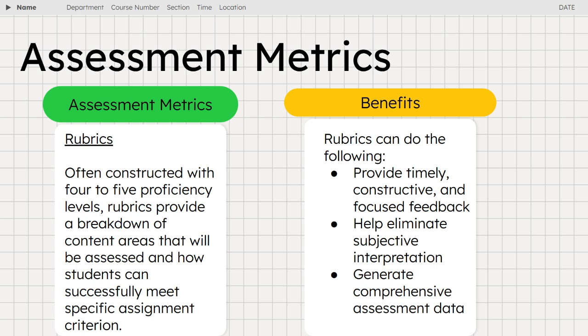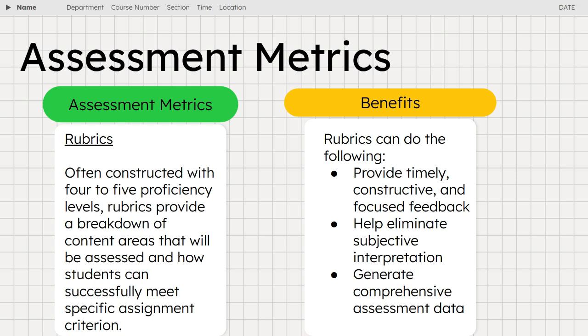Benefits to using rubrics include being able to provide timely, constructive, and focused feedback, helping to eliminate subjective interpretation, and generating comprehensive assessment data. So anybody who has used Blackboard, either Blackboard Learn or Blackboard Ultra, both can run reports on rubrics that are embedded into Blackboard. We have a recording of this in one of our previous assessment sessions here on the CETL YouTube channel. You can go into Blackboard and create a rubric. And once you have aligned a rubric to an assignment, which you can actually do in the assignment submission portal, in the section above where you input how many points are associated with an assignment, you can hit the Add Rubric button, and from there you just select the one that you created.